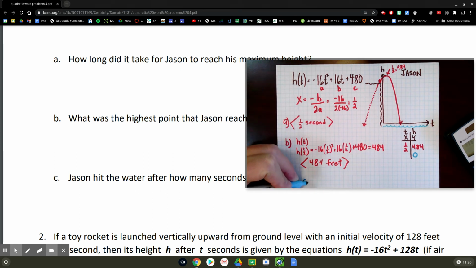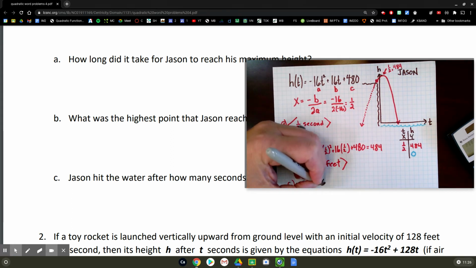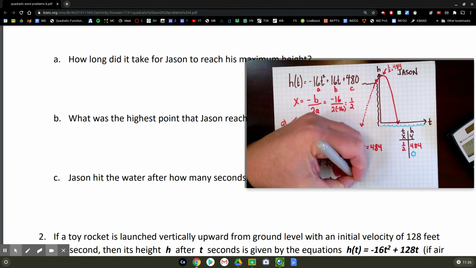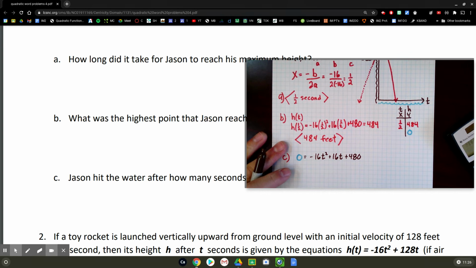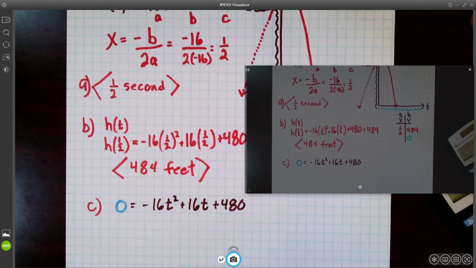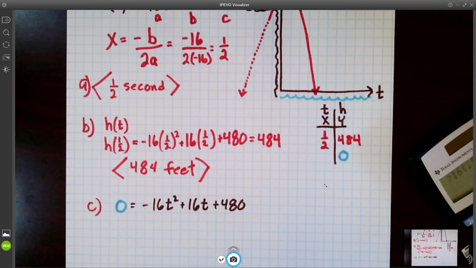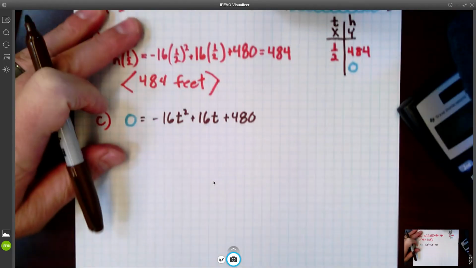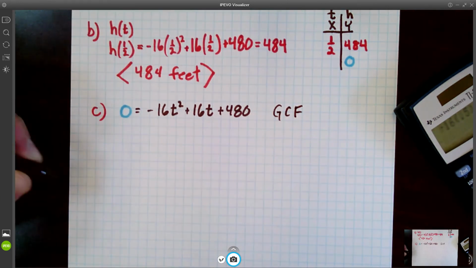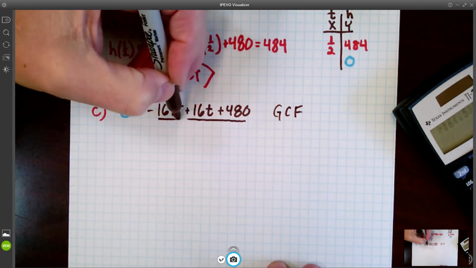So if I put a 0 in for the height and leave the rest of the function identical, 0 equals negative 16t squared plus 16t plus 480. There are a couple of ways to solve this. One would be to take the same problem and ask if there's a greatest common factor, in which case negative 16 goes into all of those numbers.